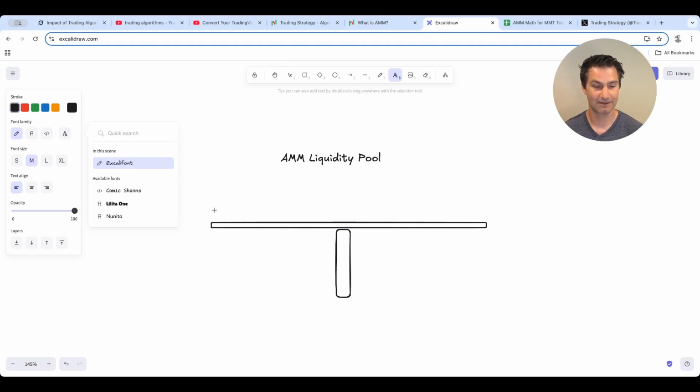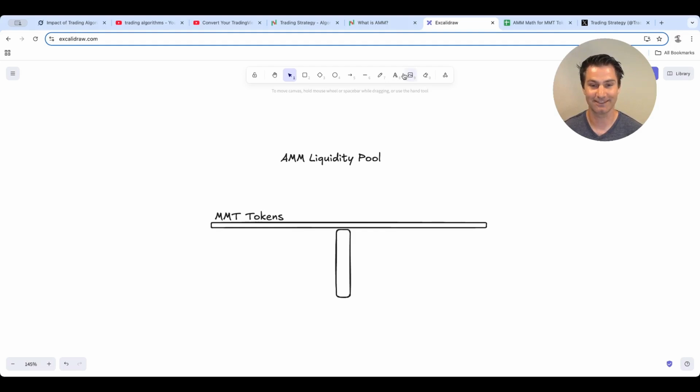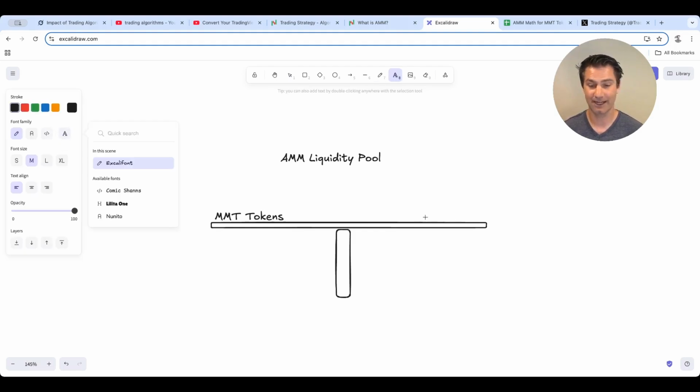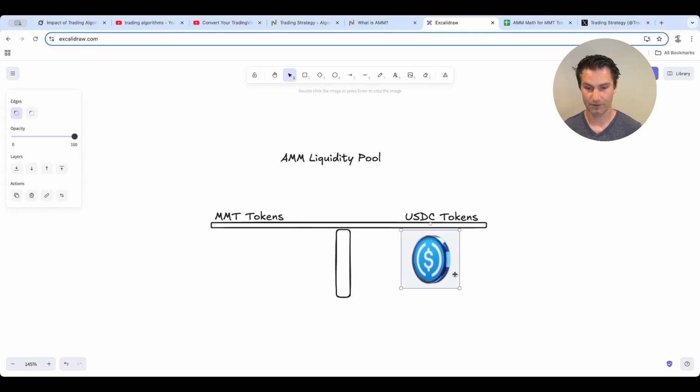On one side, let's say we have, we'll call them MMT tokens. That's MacMine tokens. And if you watched one of my videos earlier, we deployed a MacMine token to the Avalanche Snowtrace testnet. Okay, great. So now on the other side here, we have, let's say, USDC tokens. And we can get somewhat creative here and even add some images to this so that it looks cool. Okay, cool. We have our USDC tokens on this side, and then we're going to get our MacMine tokens. There we go. Excellent.